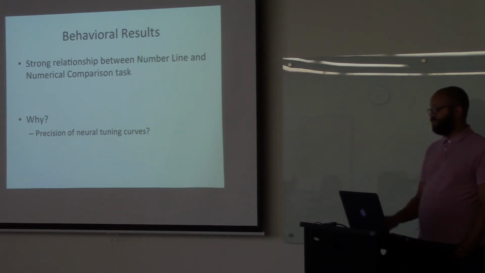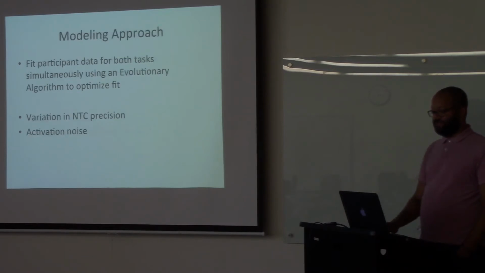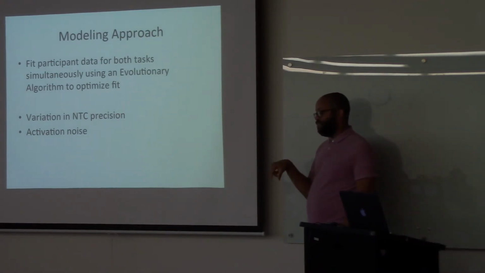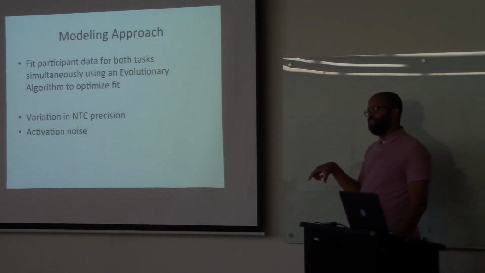So our initial hypothesis was about just the precision of the neural tuning curves. Are they really precise or really broad? We attempted to fit them both by varying a couple of things about the model. So there's the neural tuning curve precision. The way the math works out, there's just this one specification that either shrinks it or makes it very broad. So you can just have that specification vary a lot.